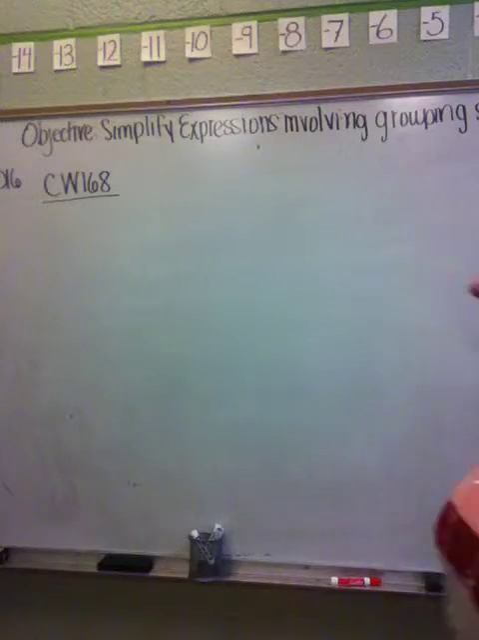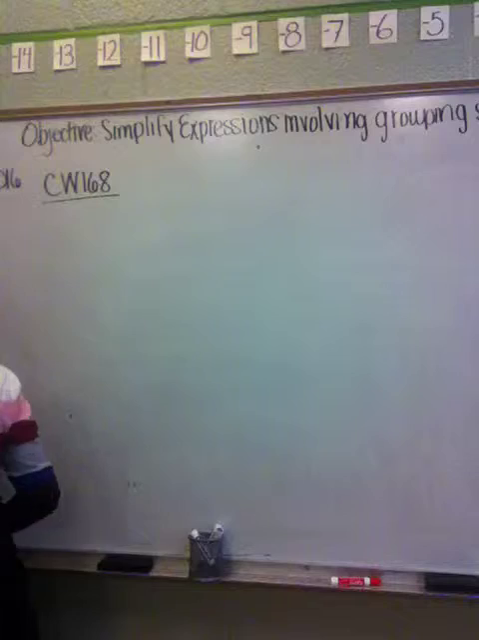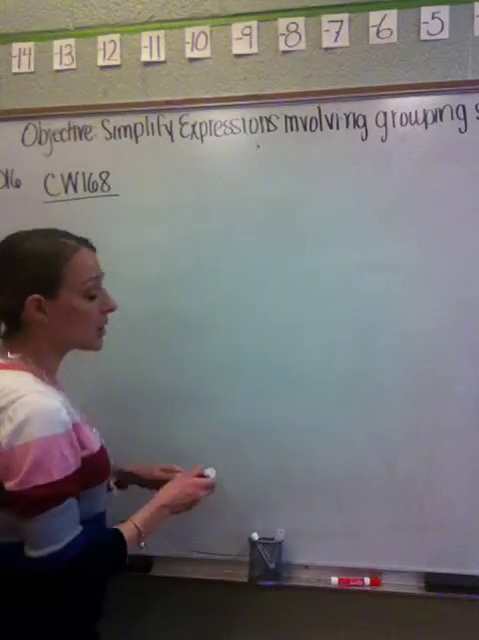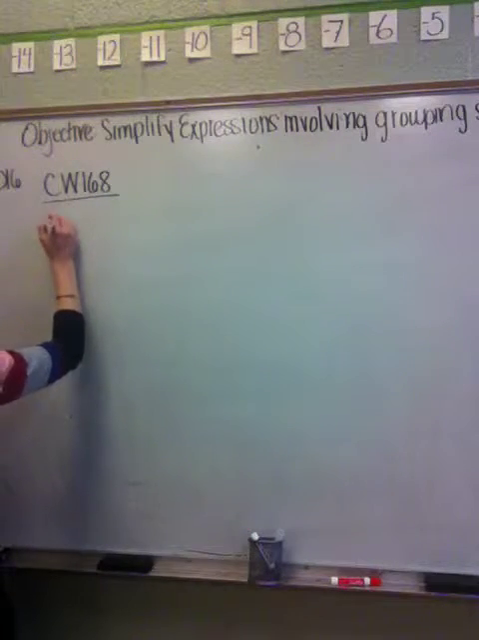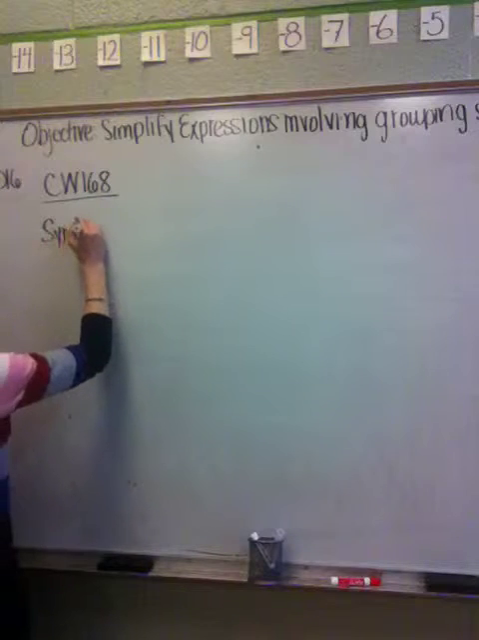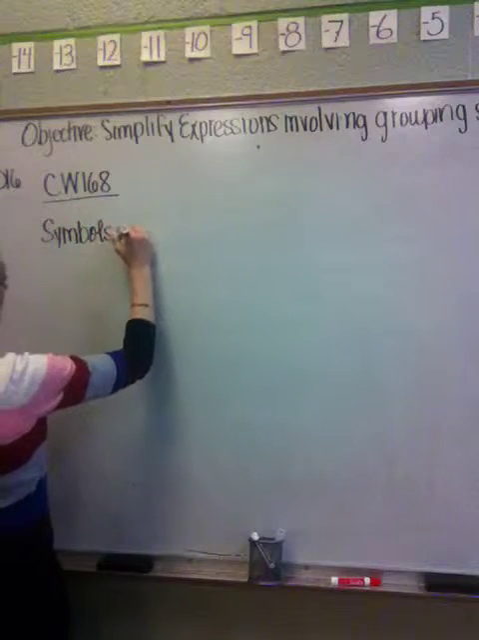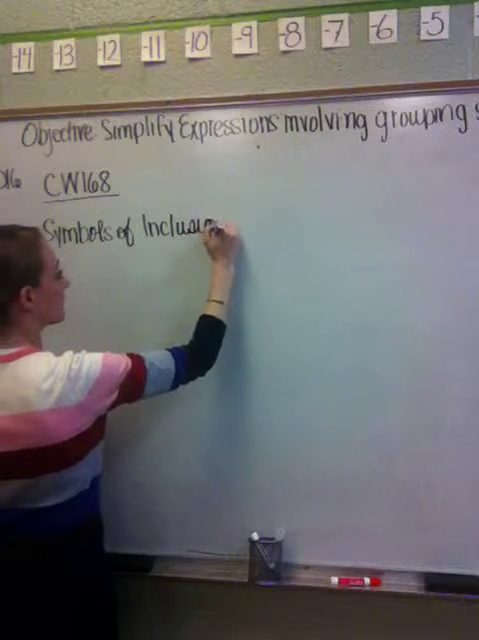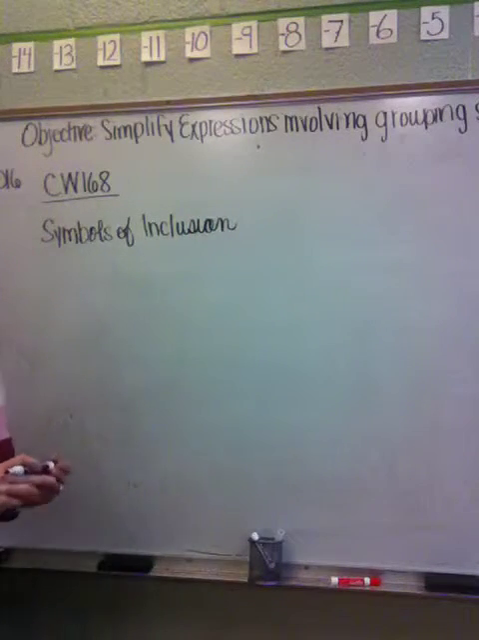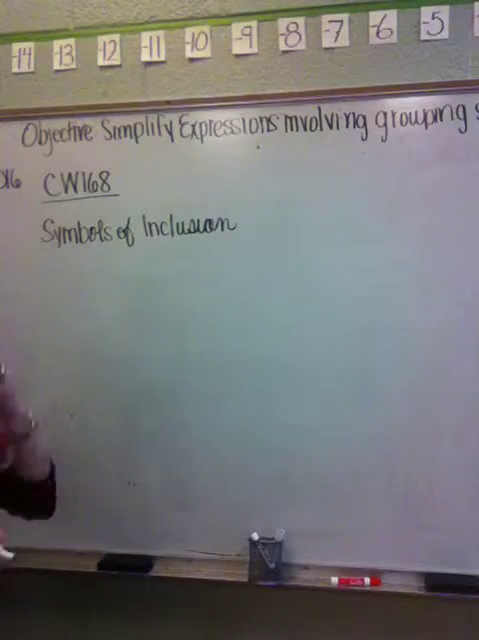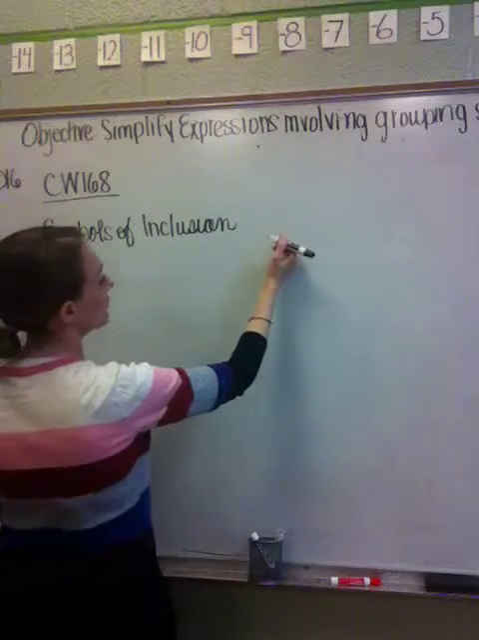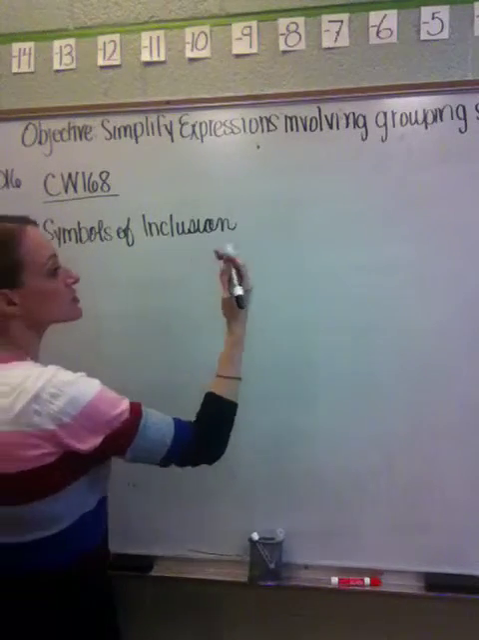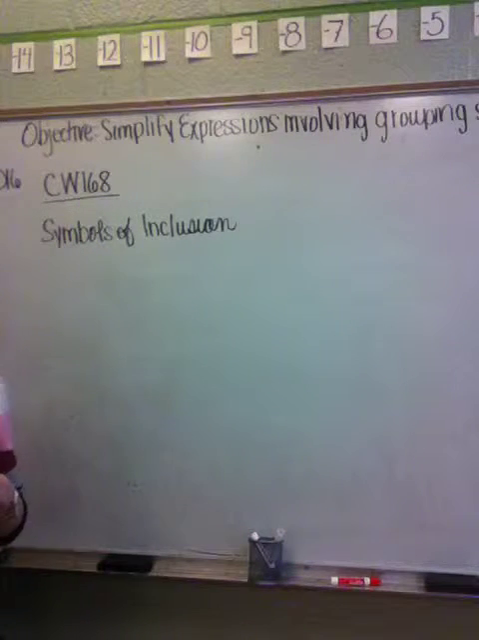Your book's going to call these, this is lesson 63, symbols of inclusion. Okay? Symbols of inclusion. Basically what we're doing is a continuation of order of operations. So let's start with the order of operations that we already know. What is it? What's the order of operations we already know?